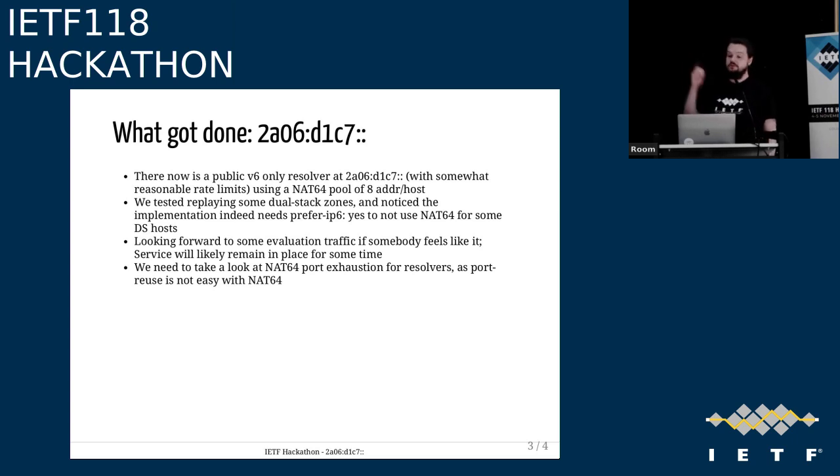So we got that kind of done. So there's a semi-public resolver, which is fully v6 only and only does DNS resolution for v4 addresses over NAT64, 2a06:d1c7. Little bit of rate limiting, not too much. We figured out that setting prefer IPv6 is a sensible thing to do. So once again, Momoka was right. Because otherwise you will start seeing queries being pulled through the NAT64 for dual stack hosts, which you could reach via native IPv6, which of course is not ideal.